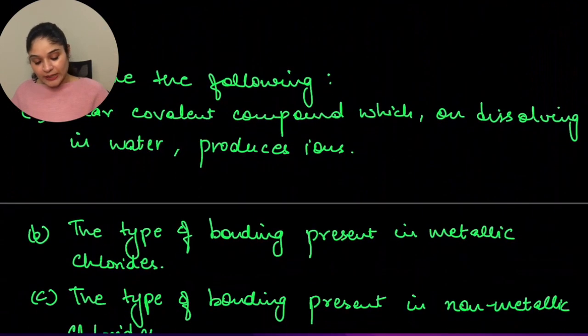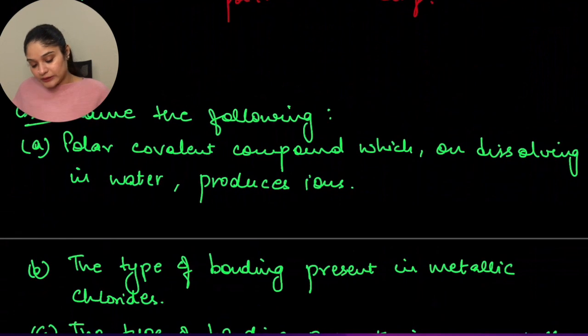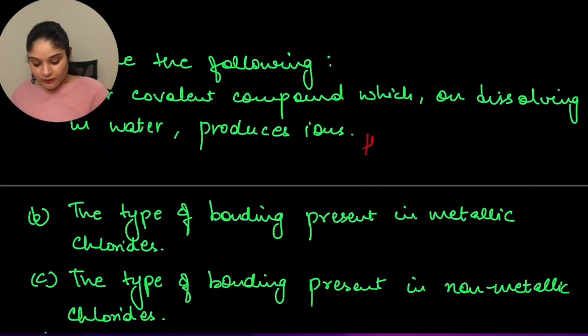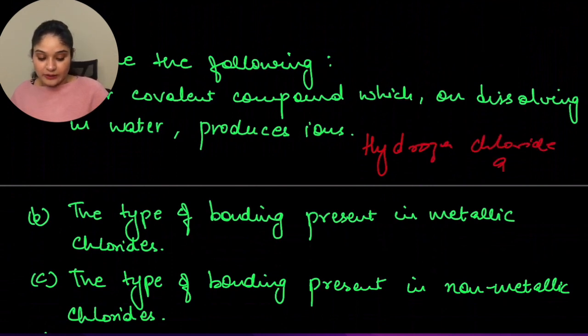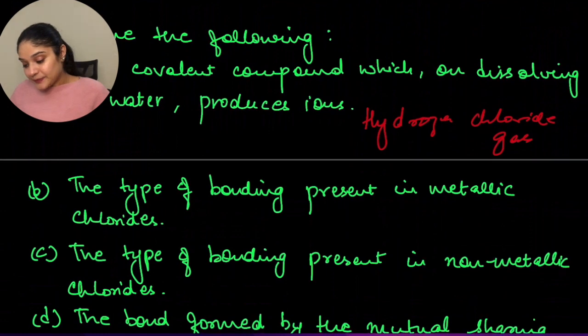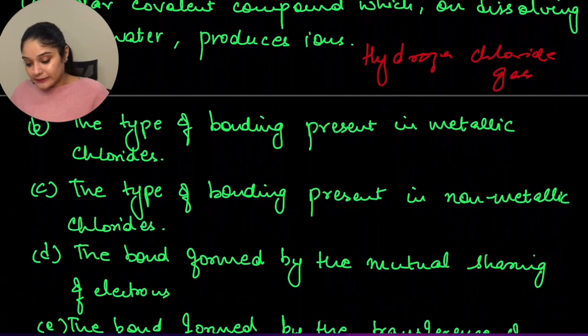Now we have named the following. So the first one is, you just have to give an example for it. The first one is a polar covalent compound which on dissolving in water produces ions. So you need a polar covalent compound and it's giving you ions when you dissolve it in water. The best answer for this should be hydrogen chloride gas. Hydrogen chloride gas.